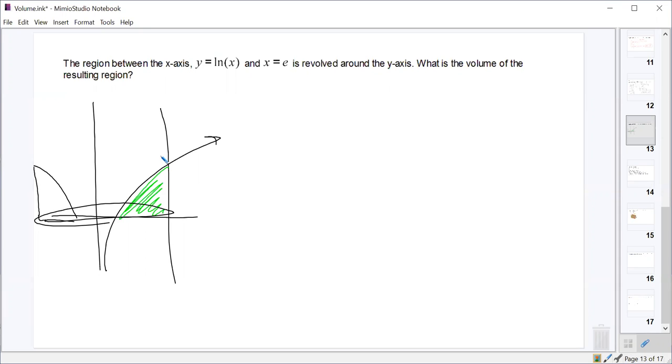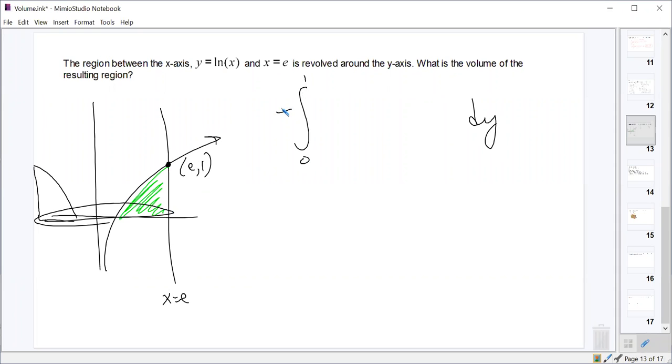And so let's label a few things in here. We know that's the line x equals e. So what are the coordinates of this point? Since it's natural log, it should be e comma 1. Okay, that'll be helpful to us because we know we have to integrate this in terms of y, and we have to go from the bottom, which will be 0, to the top, which will be 1.